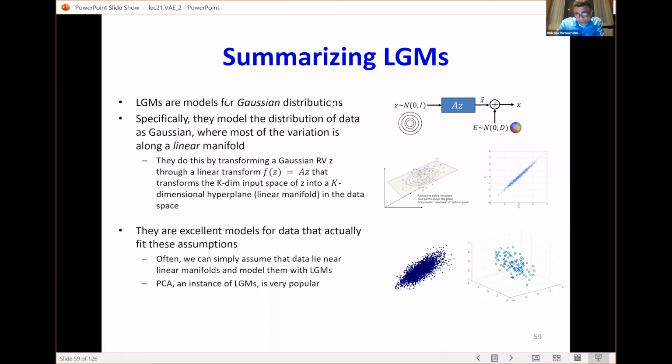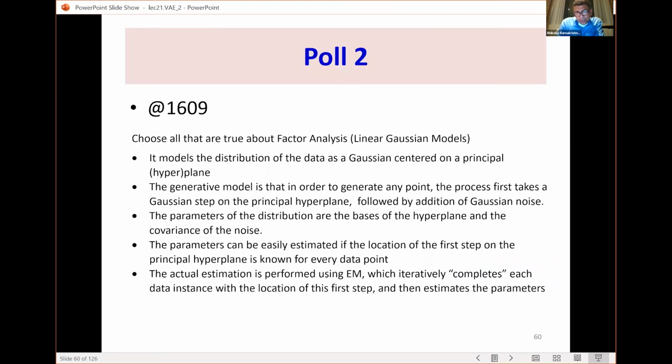These are models for Gaussian distributions. There's some sort of an upgrade over PCA, and they specifically model the distribution of data as Gaussian, where most of the variation is along a linear manifold. And these are excellent models for data that actually fit these assumptions, which is going to be most realistic data and most realistic kinds of noise and many other kinds of data. But there was a lesson that we were trying to convey through all of this. And that lesson is perhaps brought across by this point.